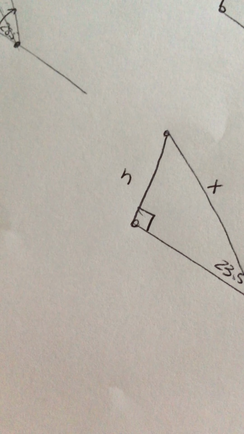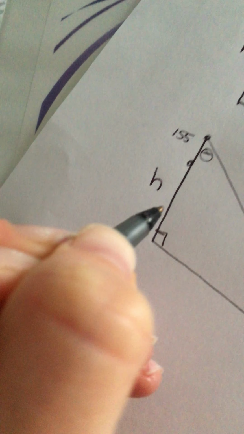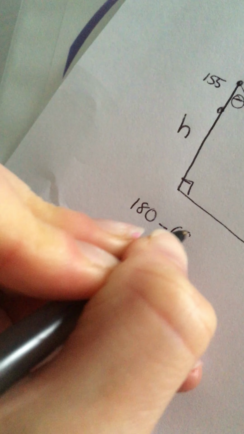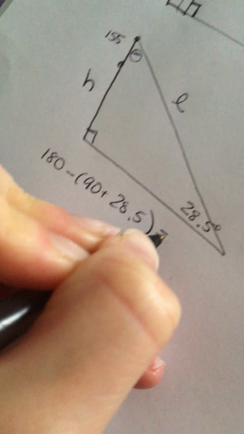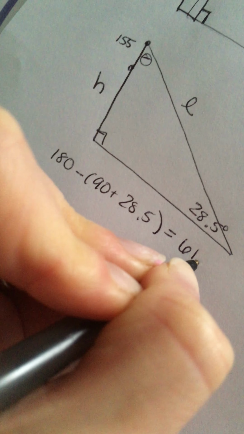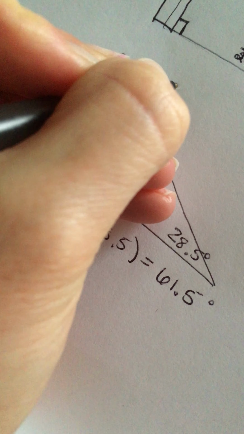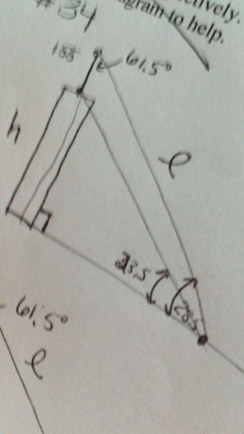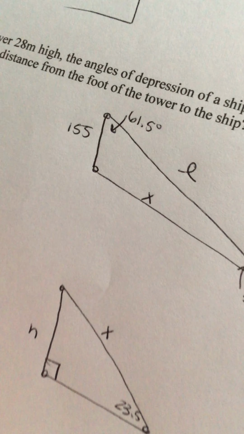First I'm going to find this angle right in here, what this big angle is. So I'm going to do 180 minus 90 plus 28.5. That gives me 61.5 when you plug it into your calculator. So this is 61.5 degrees, and this is 61.5 degrees, which makes this 61.5 degrees. This is all very exciting.